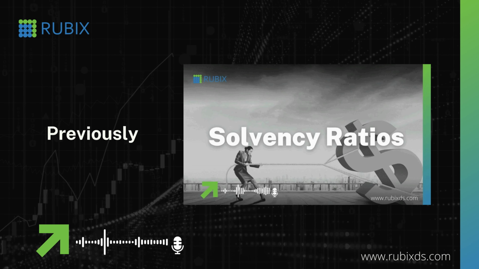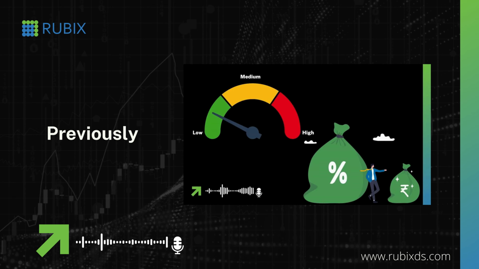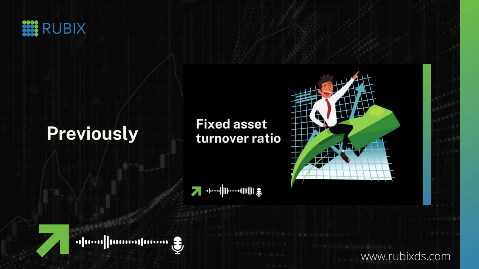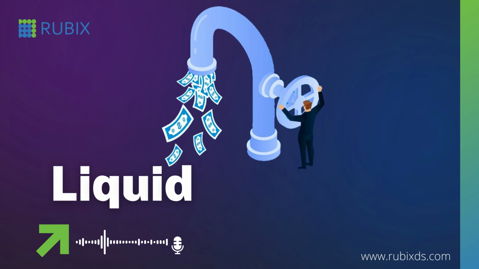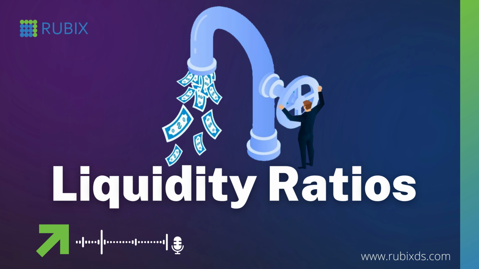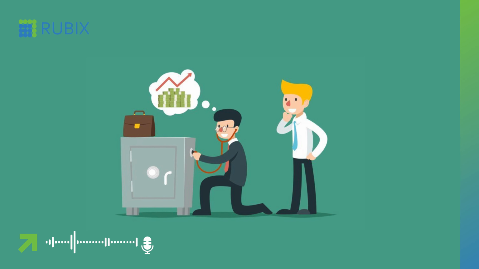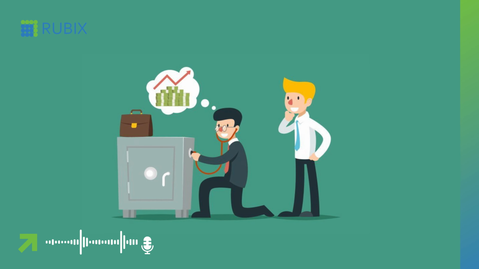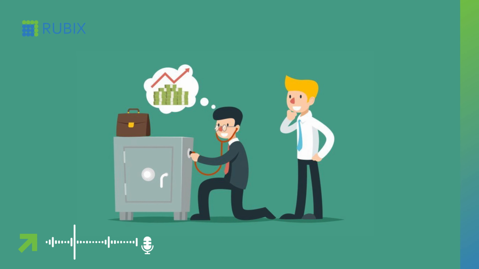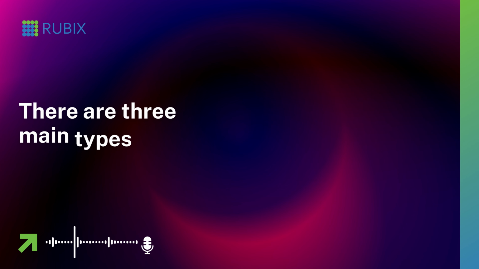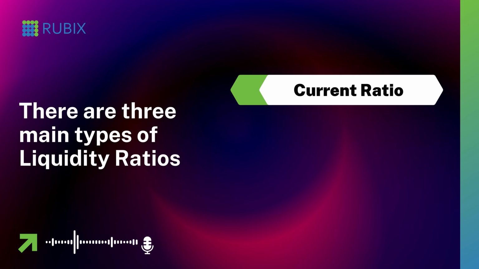In our previous video, we discussed solvency ratios. Now, let's talk about liquidity. Liquidity ratios are financial metrics that help us measure the ease with which a company can meet its short-term debts with its available liquid assets and without raising external capital. There are three main types of liquidity ratios.